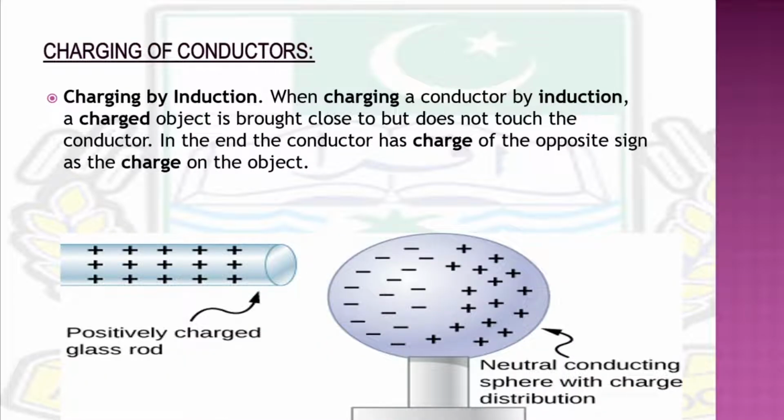Now we will see the charging of conductors. The charging of conductors can be done by the process of induction. When charging a conductor by induction, a charged object is brought close to but does not touch the conductor, and the near end of the conductor has a charge of the opposite sign to the charge on the object.